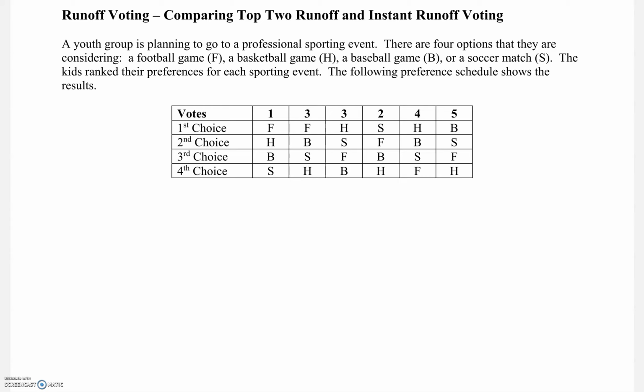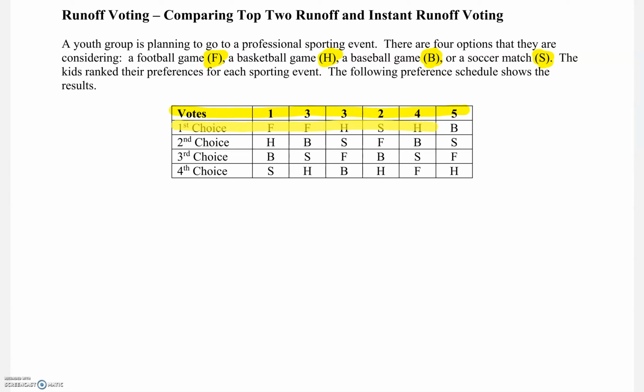Now, one thing to note, I am abbreviating football game with an F, basketball game with an H, baseball with a B, and soccer with an S, just to make it easier in the table. Now, before we do any kind of runoff, it's important to note that runoffs only happen if no one gets a majority in the initial first choice vote. So let's look at our first choice votes.